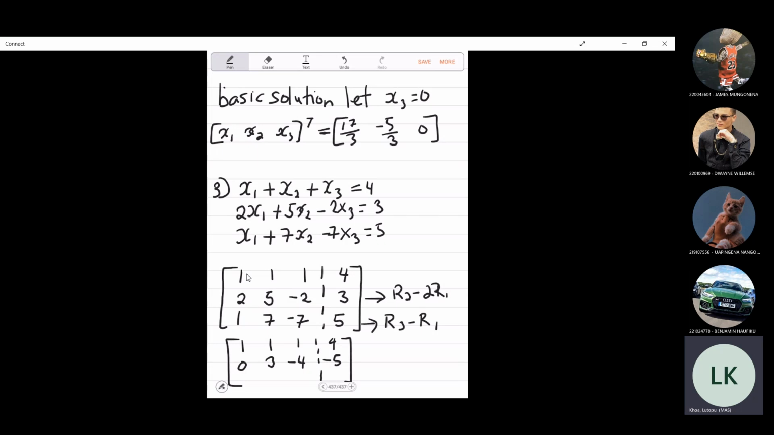Then the last row, 1 minus 1 is 0. 7 minus 1 is 6. Minus 7 minus 1 is minus 8. Then 5 minus 4 is 1. Okay, then we can try and make this one here a 0. And to do that, we just say this row times 2 and then subtract it from that one. So we have row 3 minus 2 times row 2.